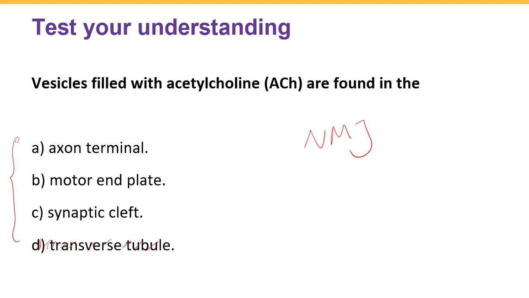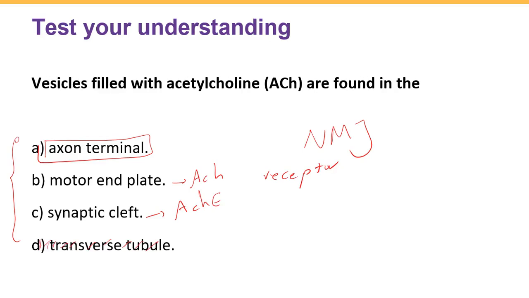The acetylcholine is a chemical messenger which would be found inside of the vesicles in the axon terminal, right? But if asking where the acetylcholine receptors would be found, the answer would be the motor end plate. So here we have the acetylcholine receptors. And also do not forget the acetylcholinesterase enzyme would be found here at the synaptic cleft.